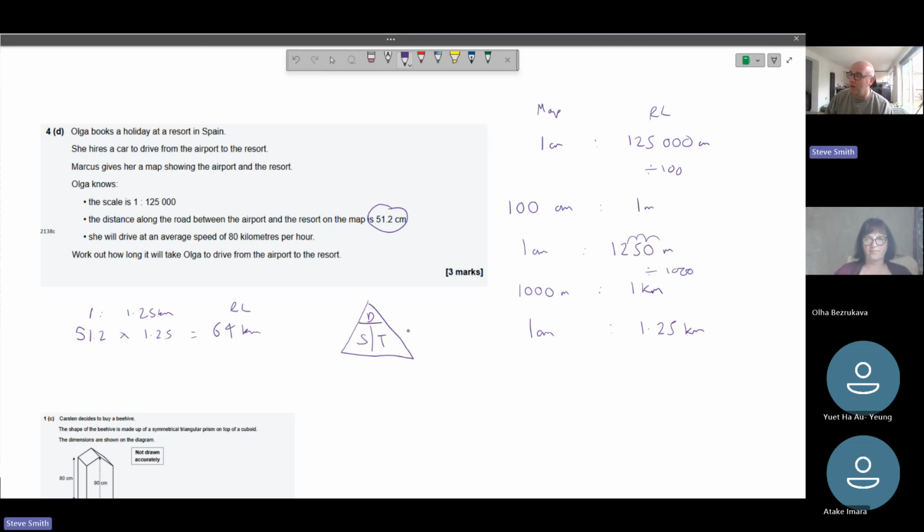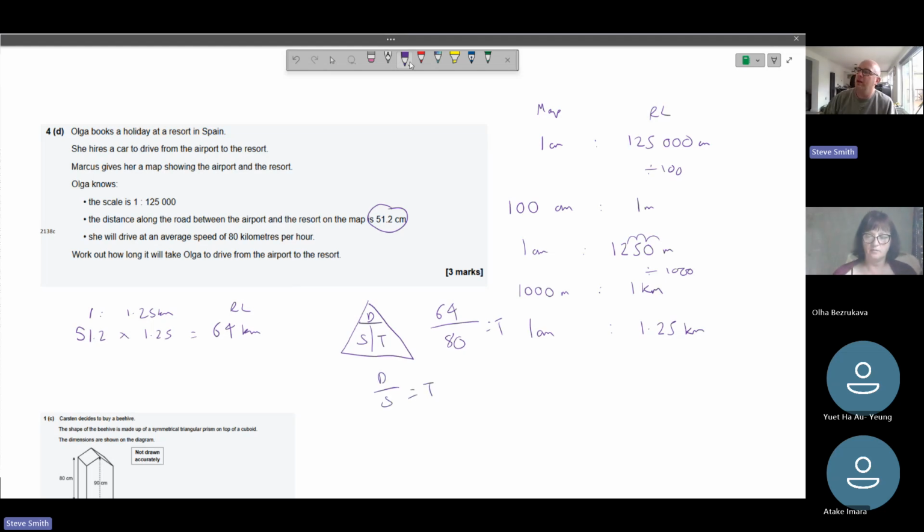So if we want to work out here, look, we've got our distance. We've got our speed. I'm going to write the actual speed. Okay, let's do it. Right, so we've got our speed, and we've then got equals our time. Because distance divided by speed equals time.